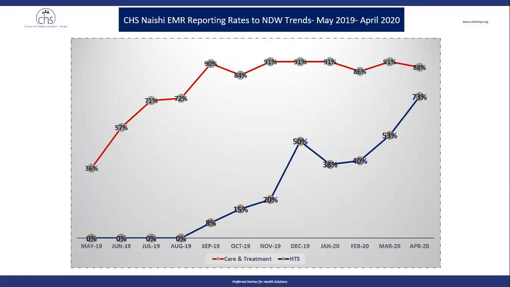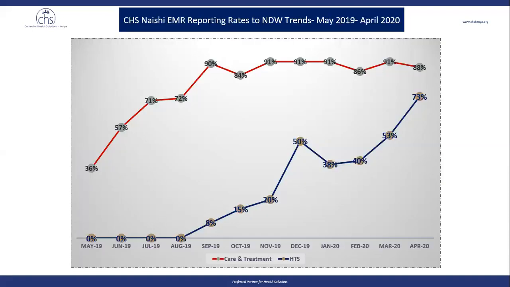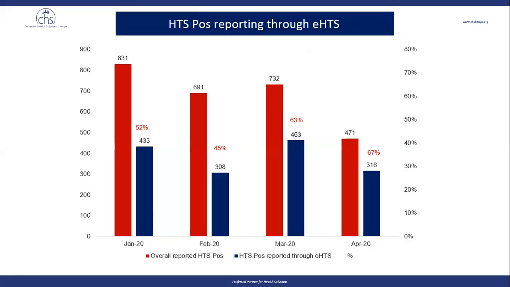And the strategies that we've been employing over time have helped us to improve the reporting rates from 8% to the current 73%. So currently, this is the HTS positive data that we've been reporting through eHTS in comparison with the overall reported HTS positive in the last quarter and the eHTS sites' HTS positive contribution. As at January, we were at 52% with the HTS sites, February 49%, and March 63%, and currently at 67%.